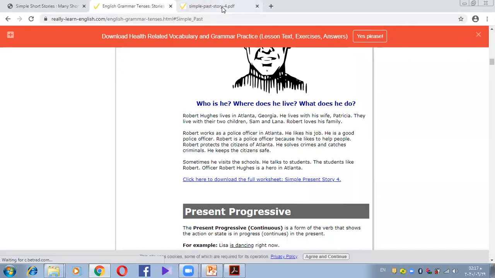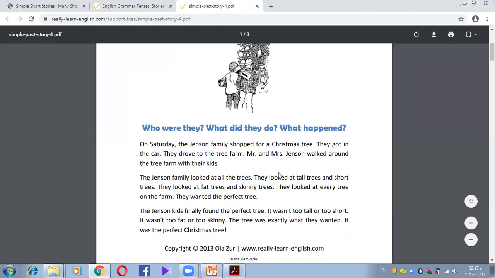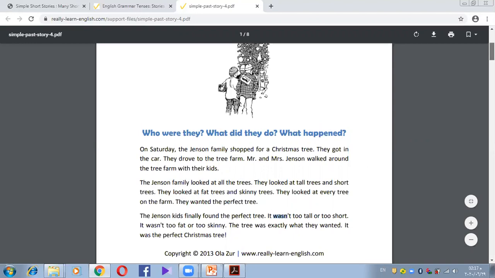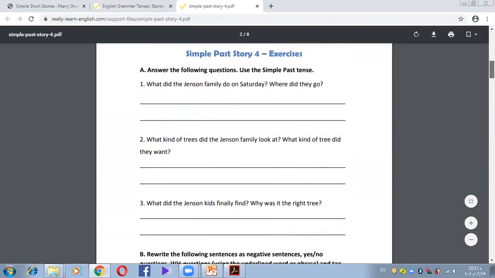Okay, so let's open one of them. This is the story. Okay, it looks like this when you open it. It's a short story. You read it, and you see all the stories are going to be past simple because I opened a past simple story. So: shopped, got, walked, drove, looked, wanted, found, wasn't, was. All the verbs in this story are going to be in the past, and then he gives you questions about the story to answer in the past.